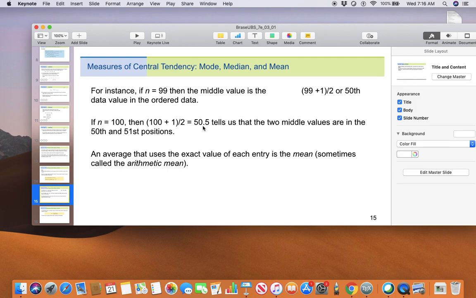You have a location at 50 or a location at 51. So this tells me that the two middle values are the 50th and 51st positions.